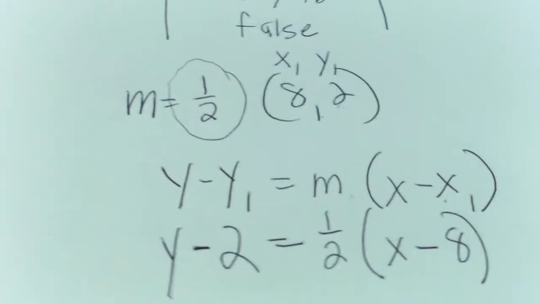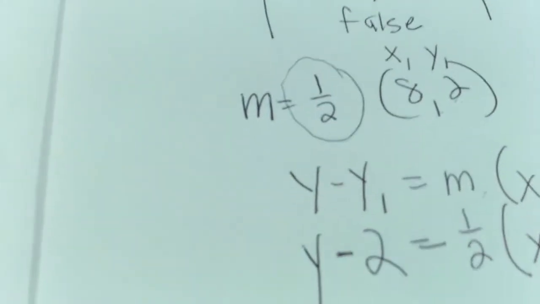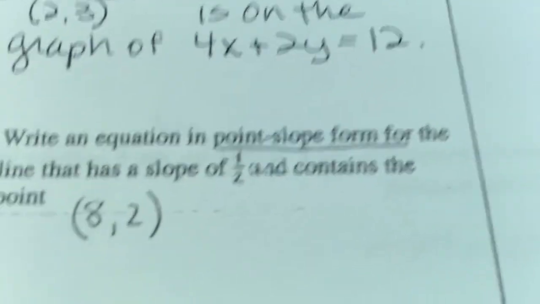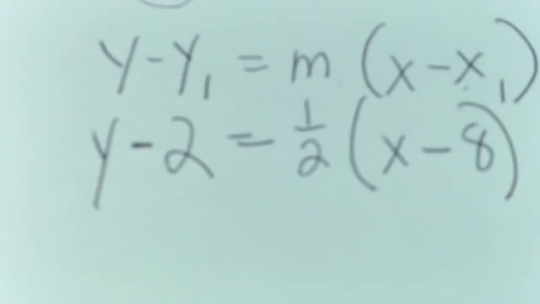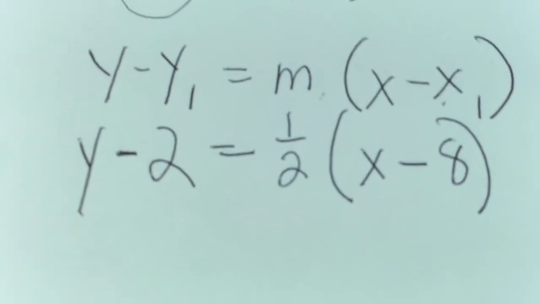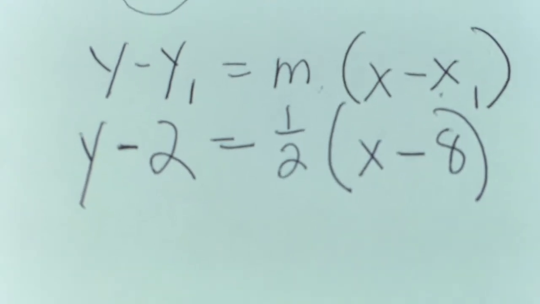Now, this problem said to put it in point slope form. Well, we just did. Guess what? We're done. We just put it in point slope form, and that's all they asked us to do. Cool. Let's look at number 4.